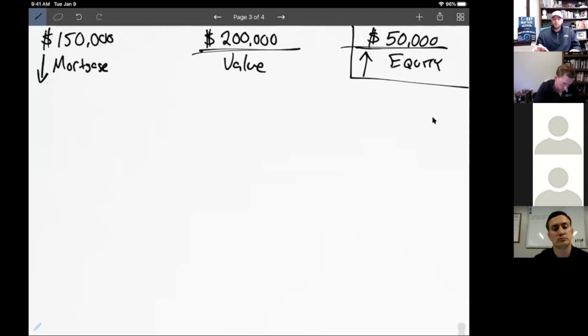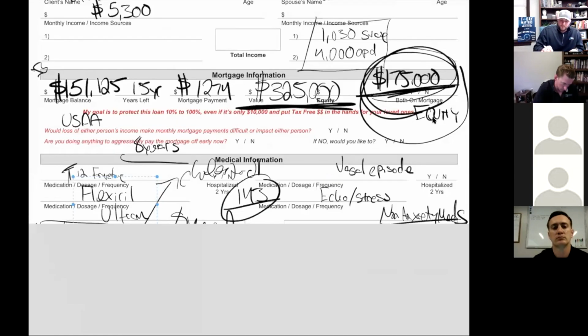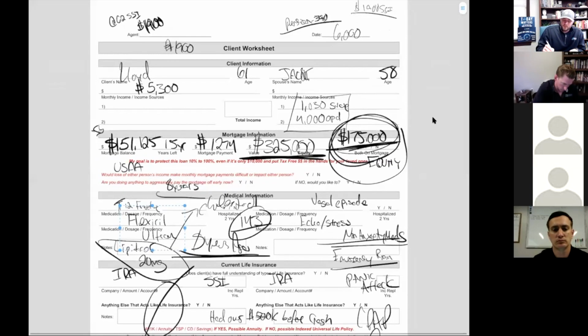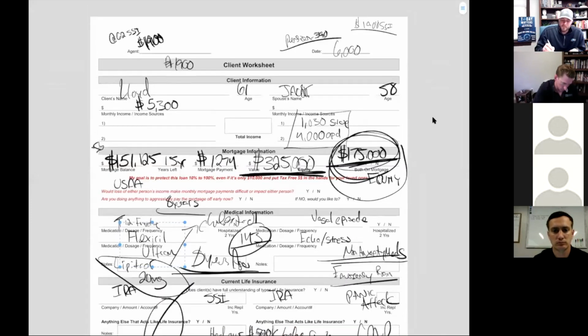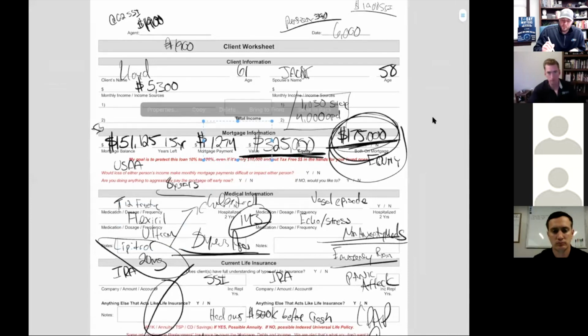So first and foremost, we want to make sure there is no situation that could ever happen to where if something happens to you, then Sharon could not pay this. And I look at the client worksheet and say there's no situation that could happen where if something happens to you that Sharon could not pay this $1,200 mortgage payment.